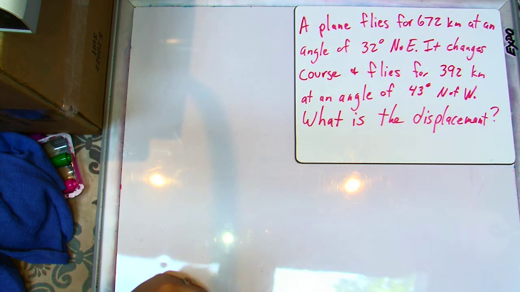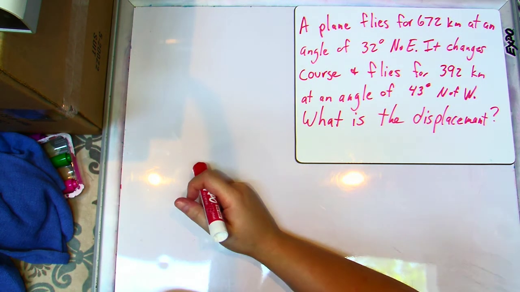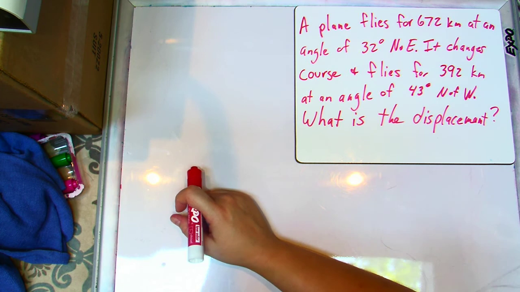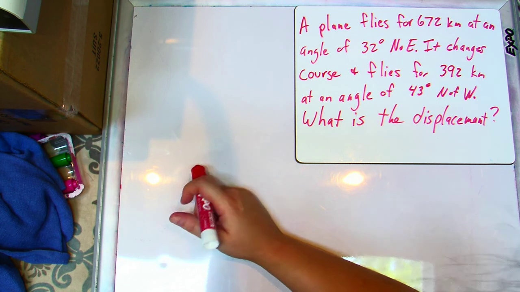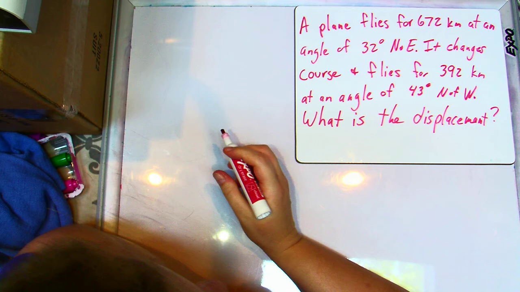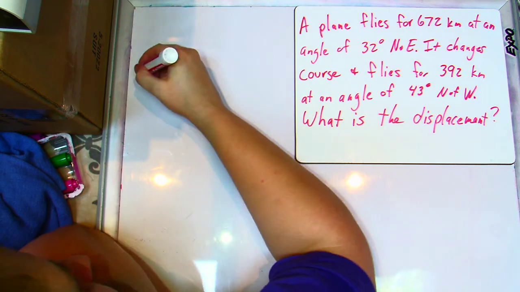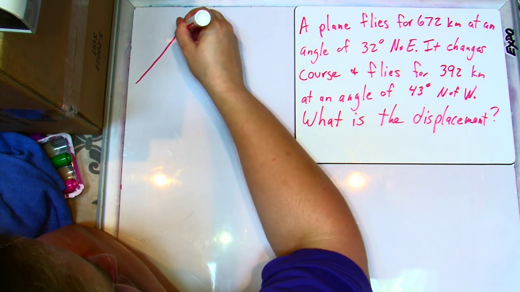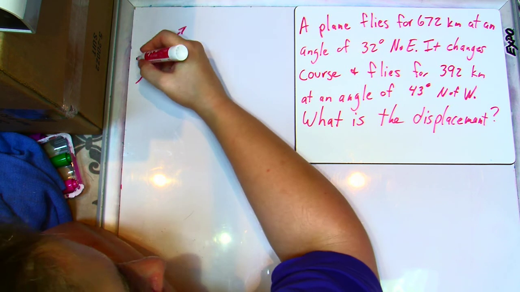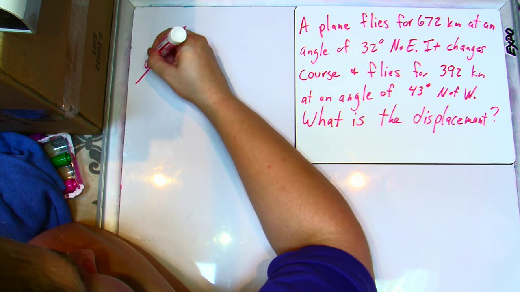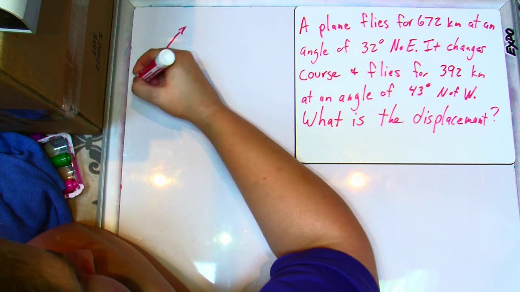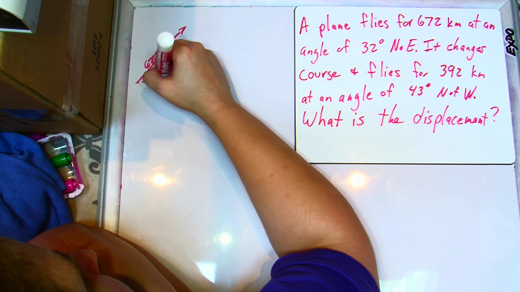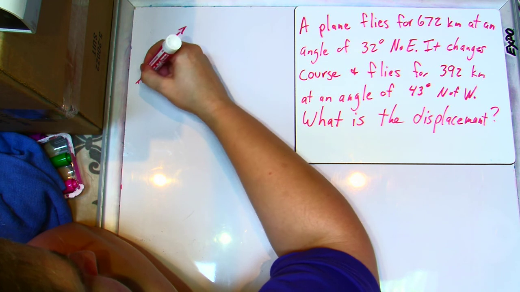So here we have a plane that is flying for 672 kilometers at an angle of 32 degrees north of east. So it is flying at 672 kilometers north of east, 32 degrees.